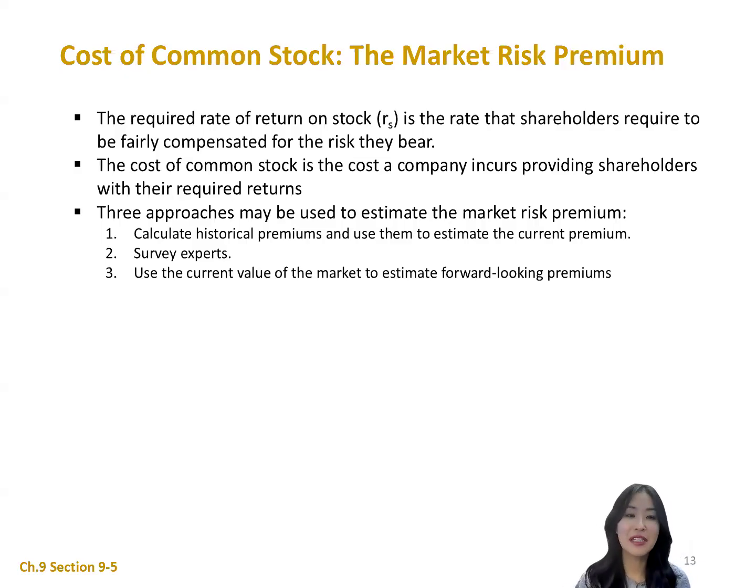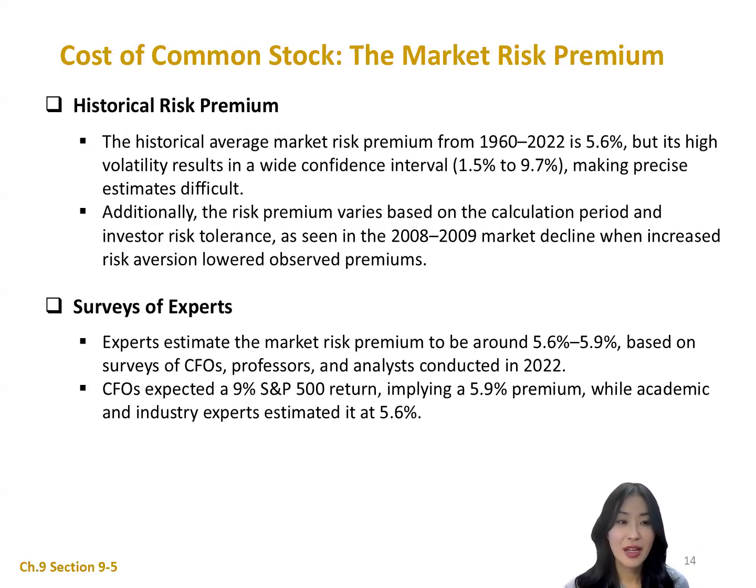There are three main methods for estimating it. The first approach is calculating historical premiums and using them to estimate the current premium. The second approach is surveying experts. The third is using the current value of the market to estimate a forward-looking premium. The first approach, then, is using the historical data to estimate the current premium.